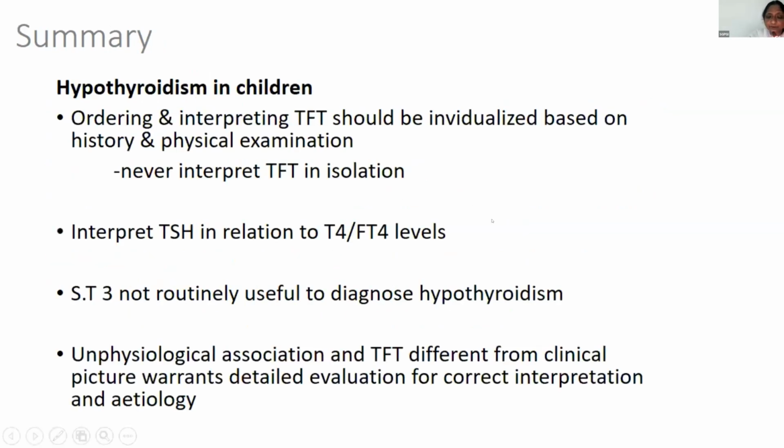Hypothyroidism in children: ordering and interpreting thyroid function tests should be individualized based on history and physical examination, and never interpret TFT in isolation. Serum T3 is not routinely useful to diagnose hypothyroidism. And an unphysiological association and TFT different from the clinical picture warrants detailed evaluation.